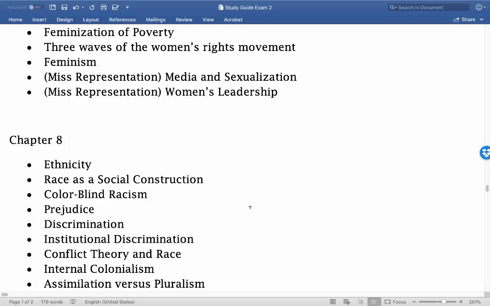The 3 waves of the women's rights movement, right? All I need you to really know there is that the first wave was looking at women's right to vote. The second wave focused a lot on equal opportunity in education and employment, and of course, control over one's body, whether it was reproductive functions or actually acknowledging sexual harassment, sexual assault, things like that. And then the third wave focuses on more of a multiculturalism approach, looking at different groups of women, not just here in this country, but around the world, right?